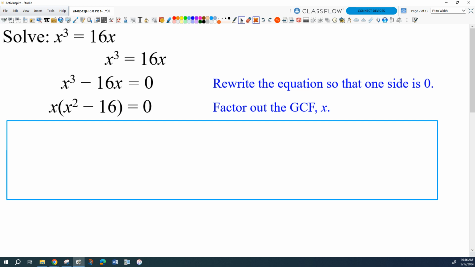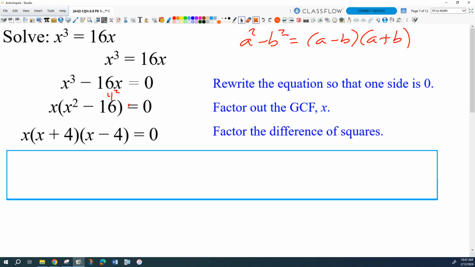Okay, but 16 is 4 squared. You guys were correct on that, right? We think of that as x squared minus 4 squared. So what does my pattern tell me then? What's that factor into? X plus 4, x minus 4, right? That's my difference of squares pattern. A squared minus b squared equals a minus b times a plus b, in no particular order, right? So we get that, and now we're done.